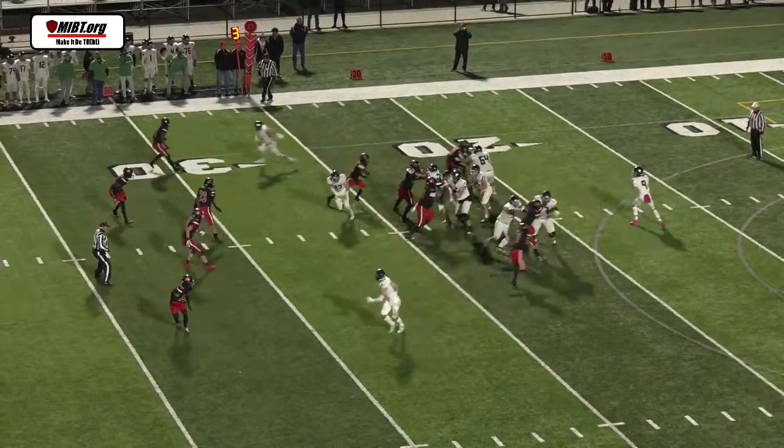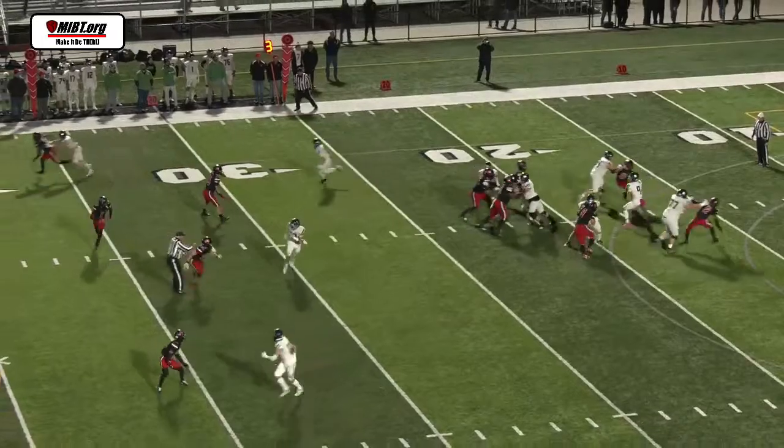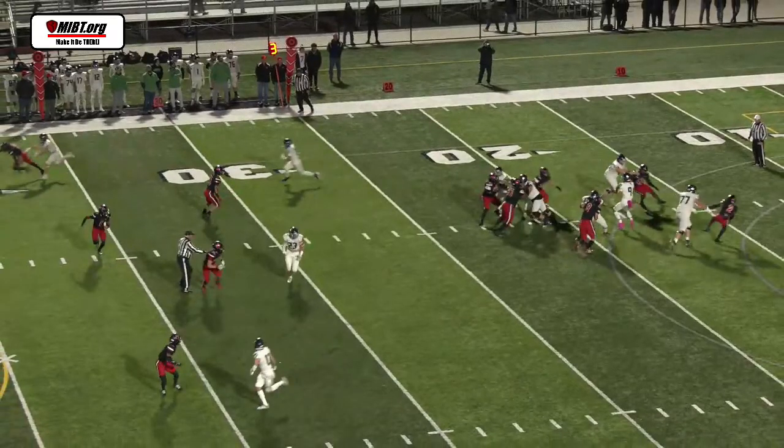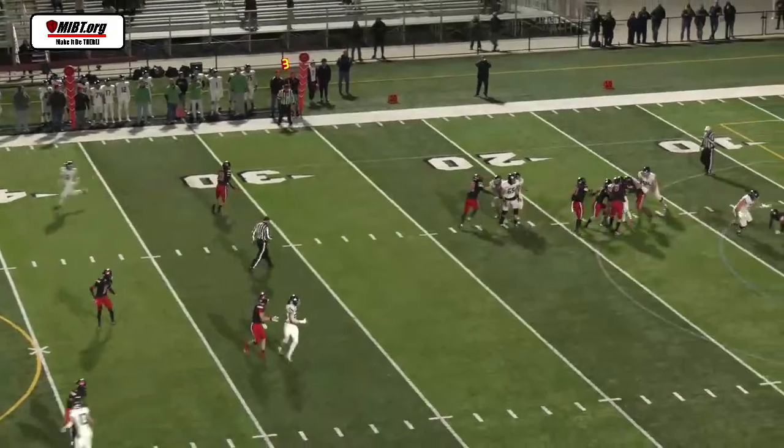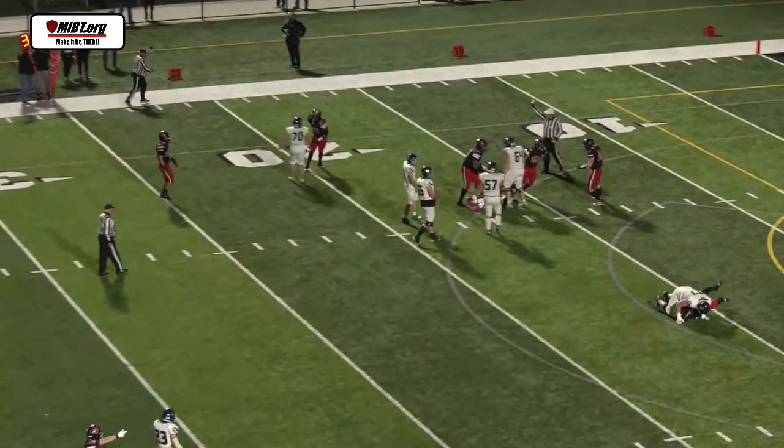Now, pass blocking technique, so everything looks good. I'm not seeing anything weird. Top, we got down in the middle there. Everything's looking clear, and now we've got a sack. And now I'm looking at the bottom of the screen there. I don't know if you saw that.